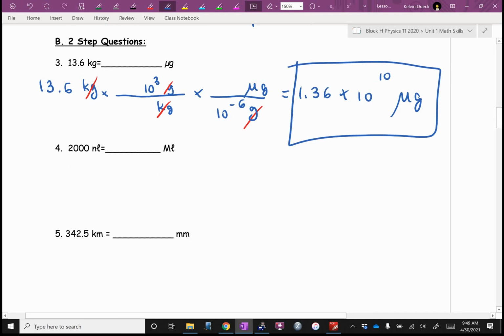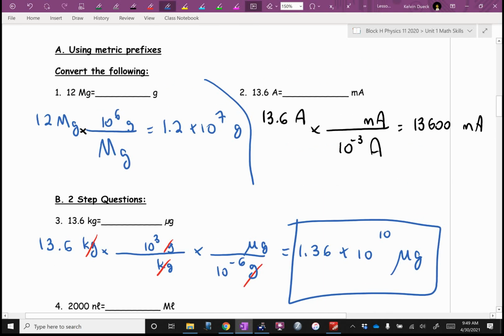Can you see why I call these two-step questions? Step 1, get rid of the unit they gave you. Step 2, bring in the unit that they want, as opposed to just a one-step question where you're either getting rid of or introducing one unit.